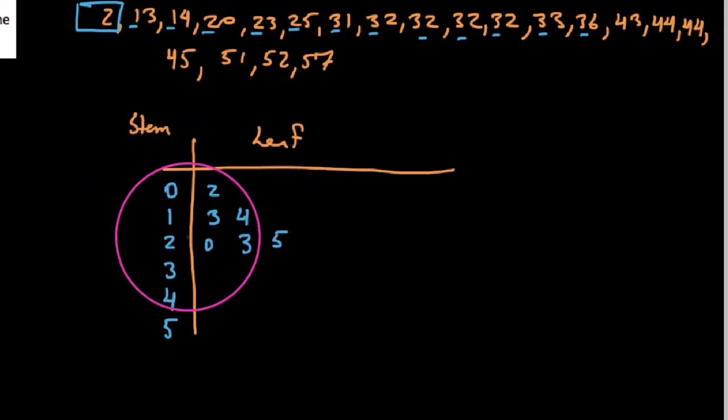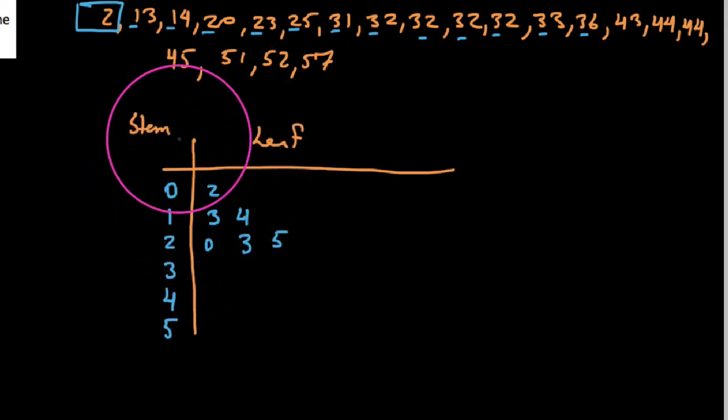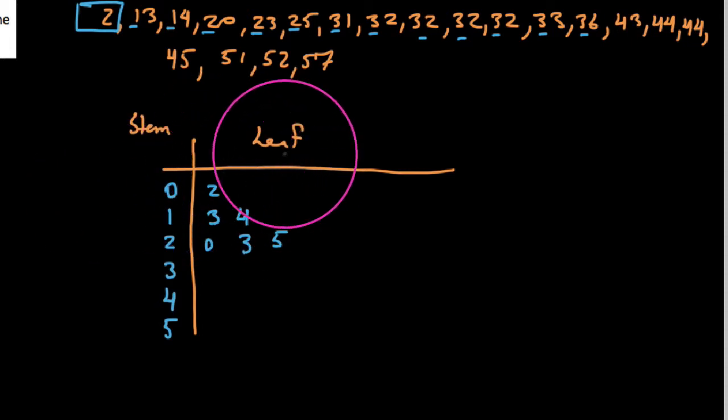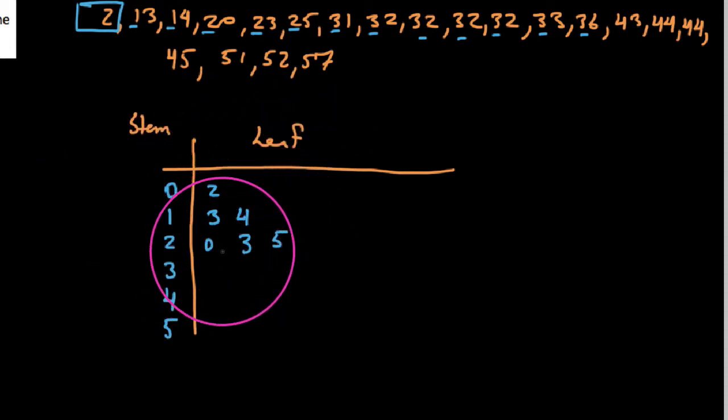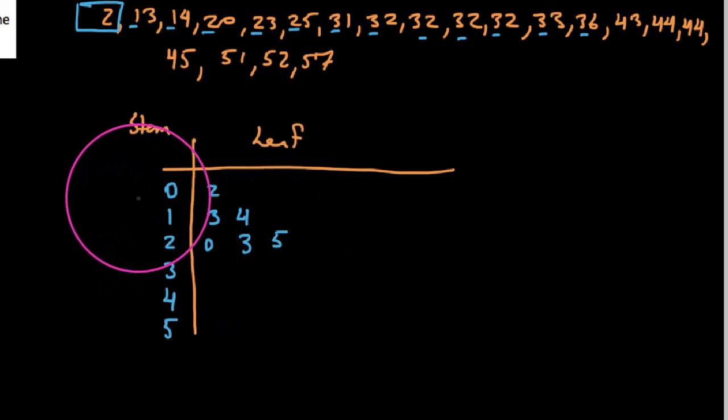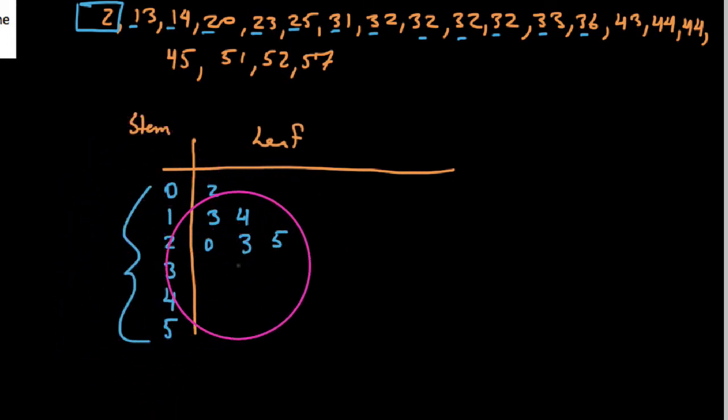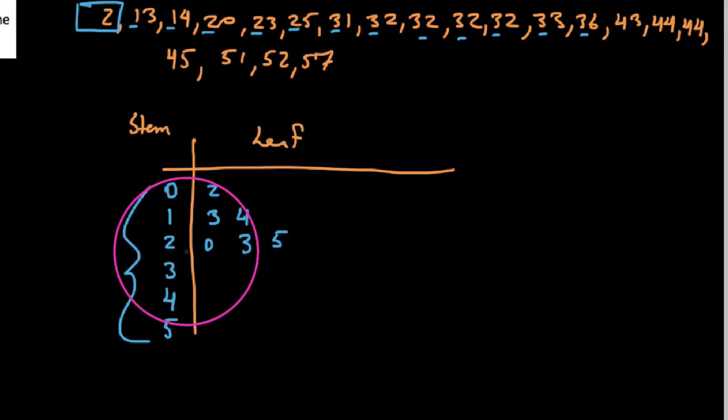This really is a distribution where formerly we were making classes and then putting tally marks. The nice thing about this data set is it's kind of like telling you how many values live in each of these neighborhoods with the leading digits, but also exactly what they are. For instance, 20, 23, and 25. So now let's go ahead and finish this up.